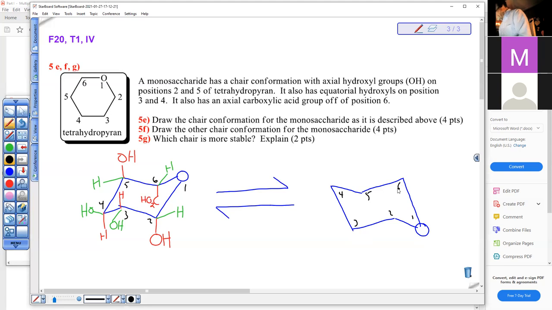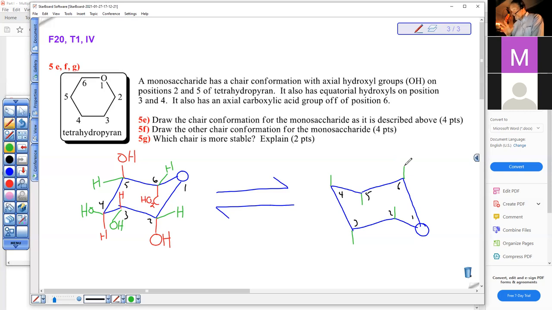1, 2, 3, 4, 5, 6. So do the axials now. We'll do them in green. Straight up, straight down, straight up, straight down, straight up. Now, I'm going to tell you something I see a lot of times. Students forget the nature of oxygen when they come to this question, and they want to put the axials and equatorials off the oxygens. And then they start making oxygen have 3 or 4 bonds. Please don't do that.